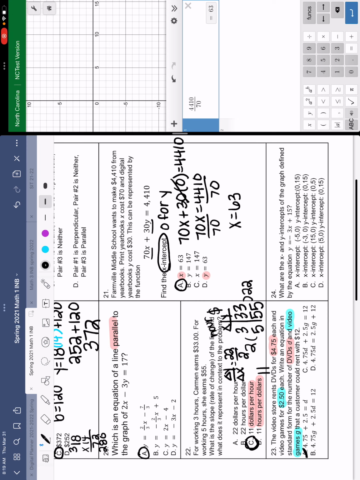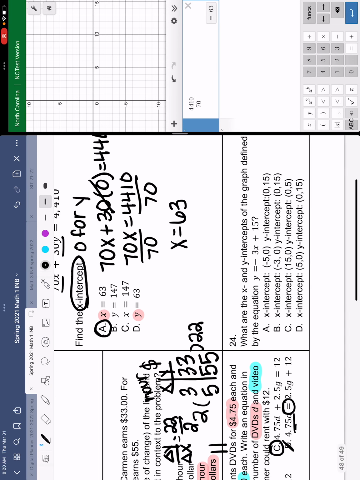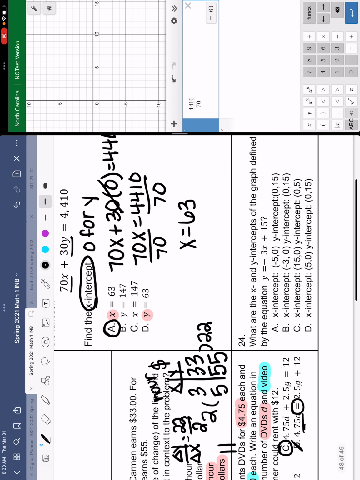Well, I can go and get rid of A because they have the total incorrect. So for this one, it says $4.50 for G. So G is the video games. That should be $2.50. Then D has an equal sign on the opposite sides. That's not right. So the only one that has the $4.75 for the DVDs and the $2.50 for the games is $12, is C. And then finally, X and Y-intercepts again.